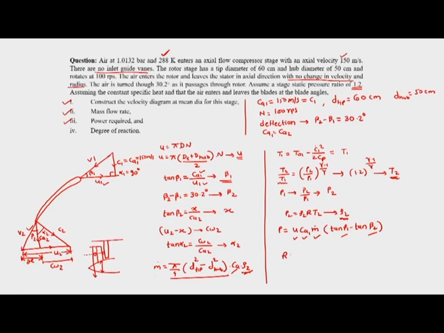Then we can find out degree of reaction, which is Ca upon twice U into tan of beta 1 plus tan of beta 2. Here again Ca is known, U is known, tan beta 1 is known, tan beta 2 is known. We can find out degree of reaction. Power will be in kilowatt. Degree of reaction is a non-dimensional number. So we have just solved this example for axial compressor.